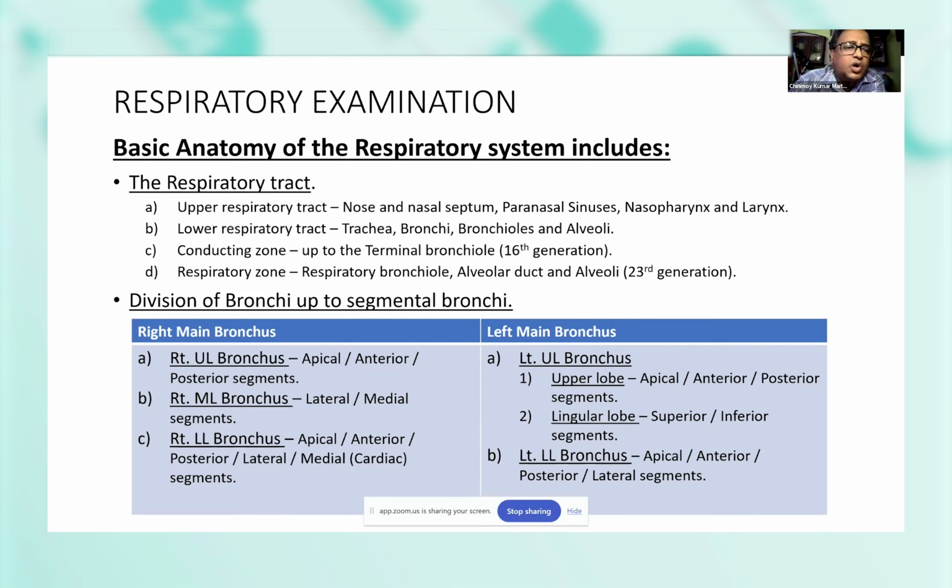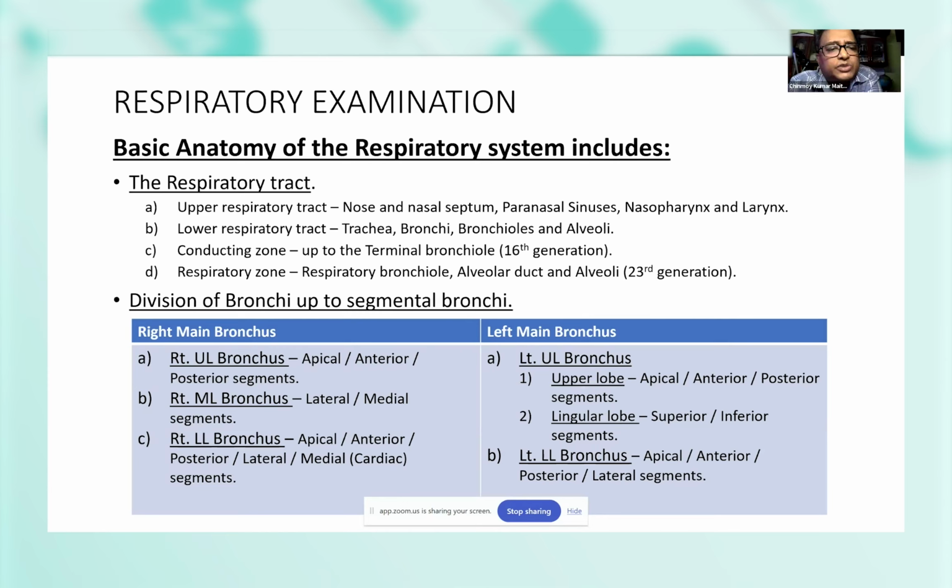That's how it goes on, up to the terminal bronchiole, which is about the 16th generation. This terminal bronchiole is the last one of the conducting zone, which means it has cartilage in the wall. After that comes the respiratory bronchiole, which does not have any cartilage.